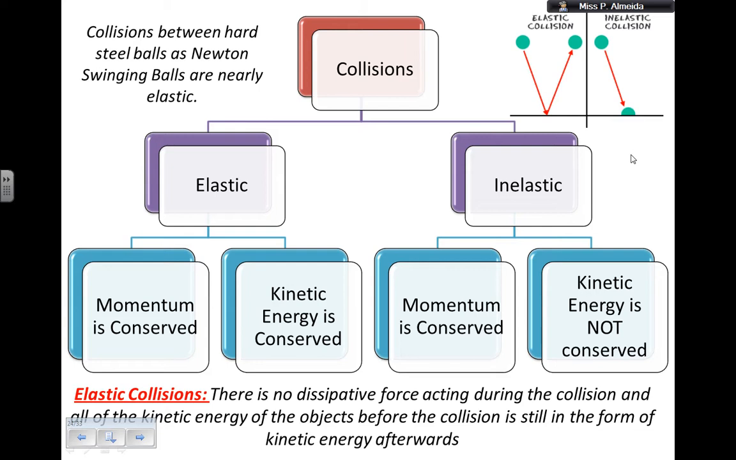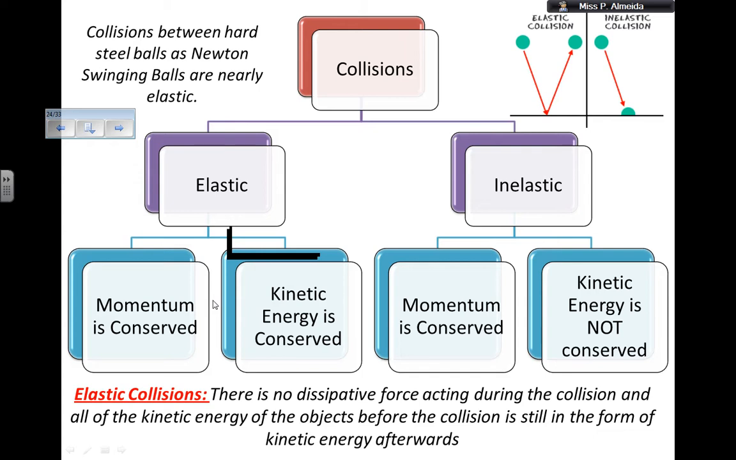Now, in terms of mathematics, in an elastic collision, momentum is conserved. Momentum is conserved in all collisions, really. And then if my collision is elastic, then the kinetic energy is also conserved, okay? Now, if I have an inelastic collision, then momentum is conserved because, of course, it's a collision and momentum is always conserved. However, the kinetic energy is not going to be conserved, okay? So that's the difference, mathematically speaking, between elastic and inelastic collisions.